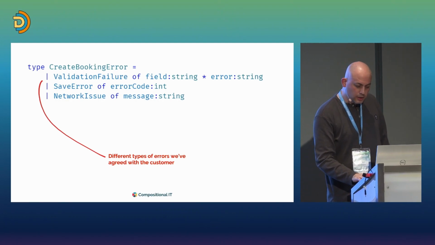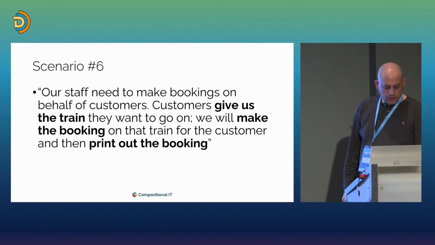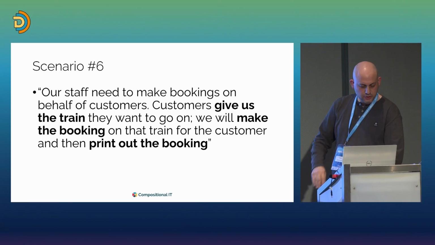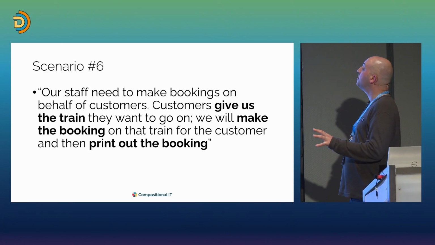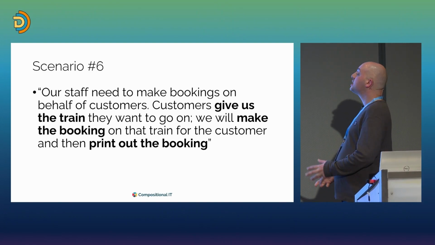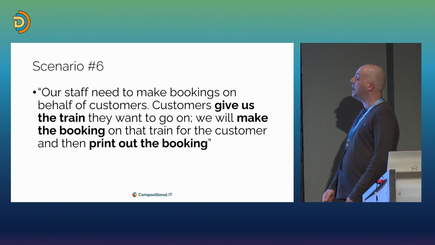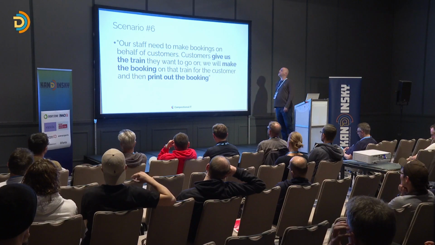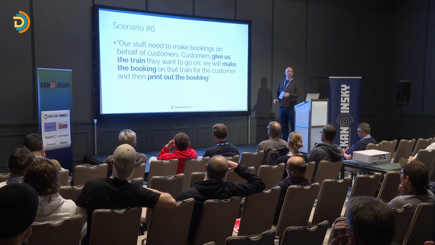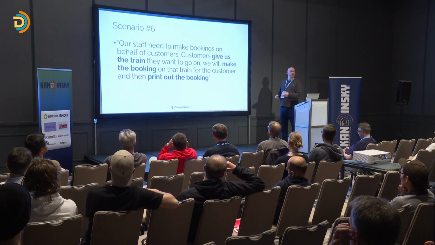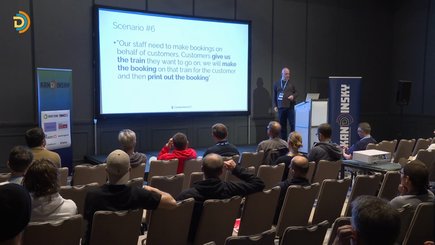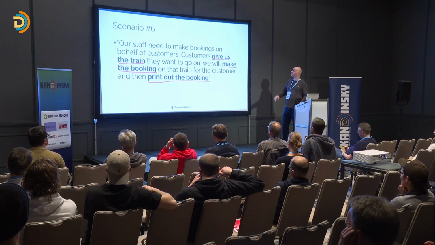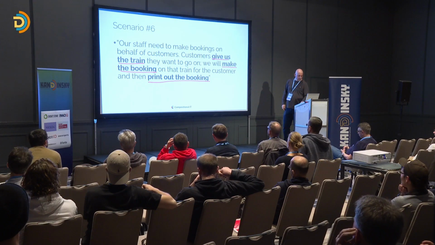Okay. I'll do one more, and then I think we've just got time for a bit of coding. So our staff need to make bookings on behalf of customers. Customers give us the train they want to go on. We're going to make the booking on the train for the customer and then print out the booking. So this is more about a workflow. I've got 2 or 3 different things I need to do in a sequence of steps. And I've put them in bold and scribbled a red line underneath them.